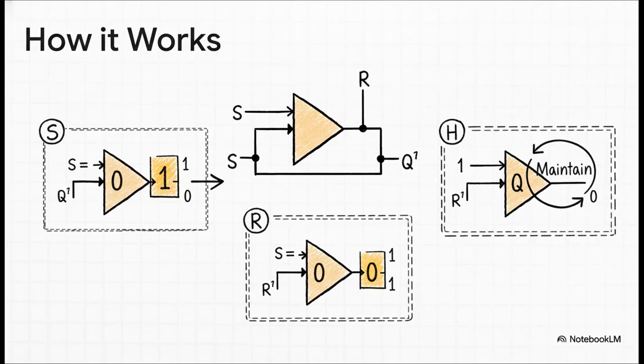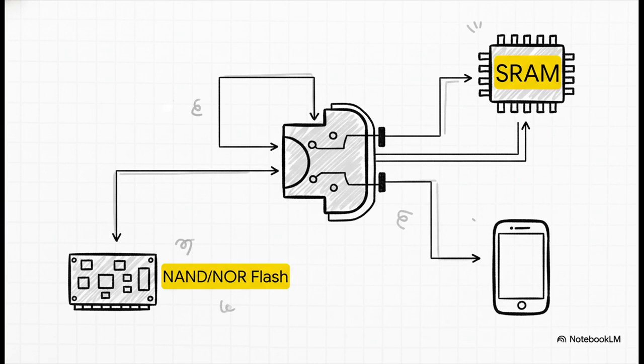And it works just like a simple switch. You send a quick low signal to the set input, and boom, the latch stores a 1. You send a low signal to the reset input, it stores a 0. And if you don't send it any signal, that feedback loop just takes over, and the circuit holds on tight to whatever value it had last. It remembers.